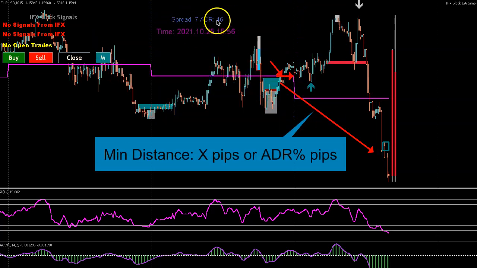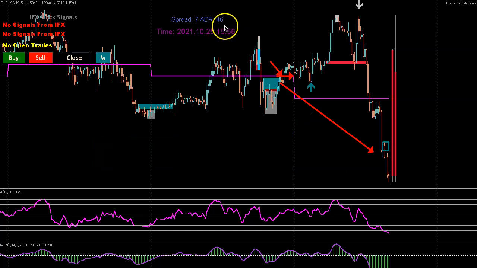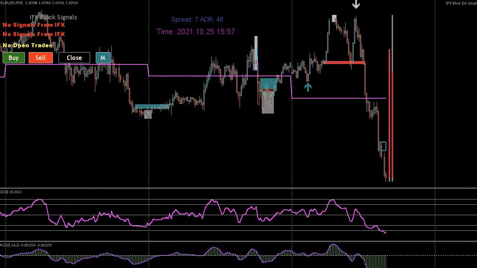So for example, right now we have an ADR of 46 on this current pair, EUR/USD. So if we're saying enter between 20 to 30 pips or a percentage of these pips, then it's going to enter in between that. So we don't want to enter, let's say, right here, and then get another block just over here, right? The difference from this entry to this entry is not much, maybe 10 pips, just to be rounded off.